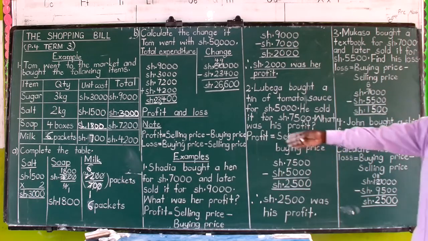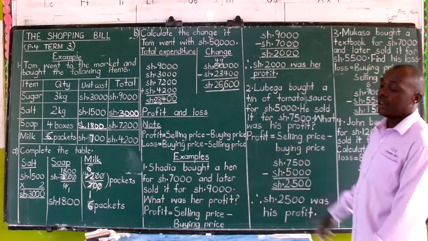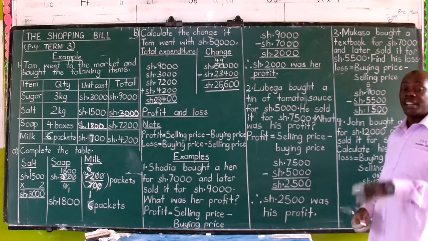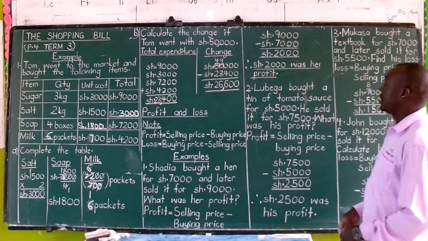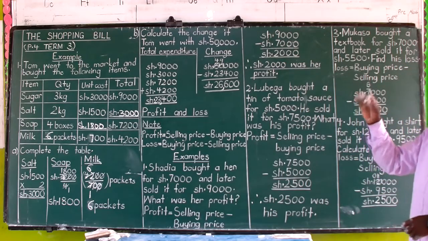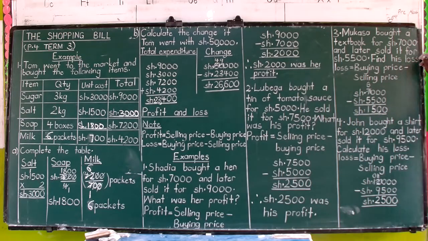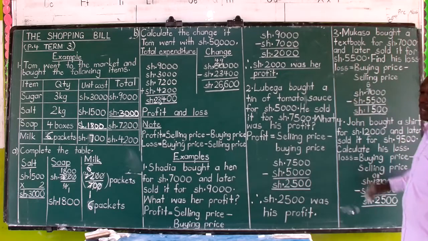I recommend these two: where one buys at a lesser amount and sells at a high amount. That is the normal business. This is abnormal. So he bought it at 7,000, thereby selling it at 5,500 shillings. So find his loss. I wish he cared about what the teacher taught him. These are the people that are ever absent-minded in class.